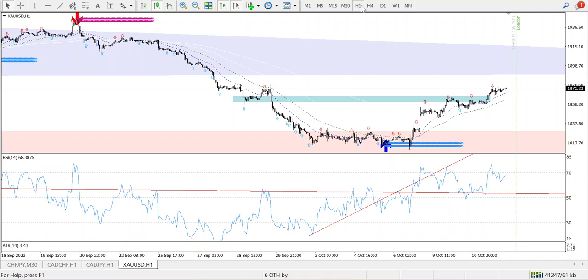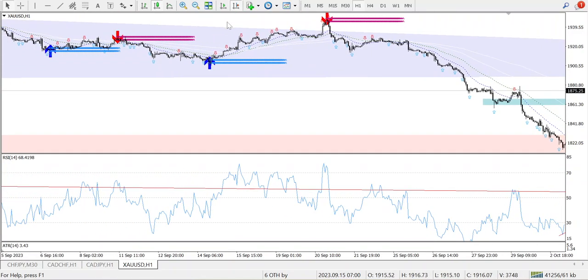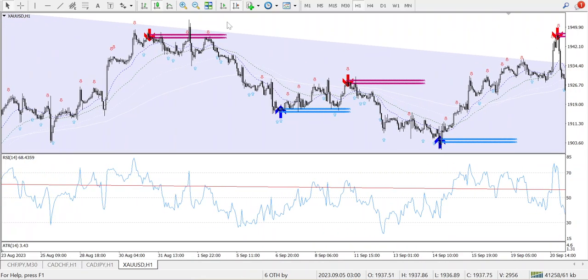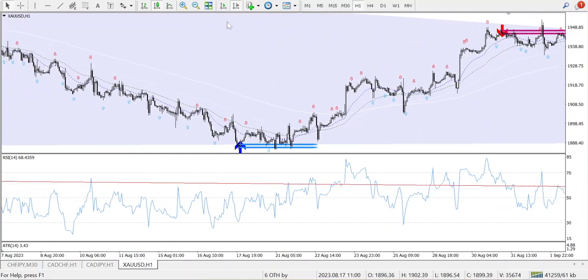Will I take the risk here? I didn't take this buy signal. So I can see that gold, let me go a little back, is respecting the 20 EMA. It is not going anywhere near the 50 EMA. It is mostly respecting the 20 EMA as support.